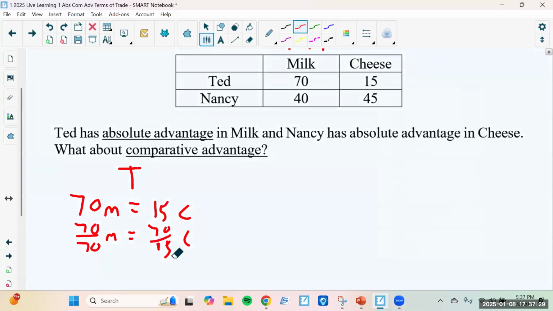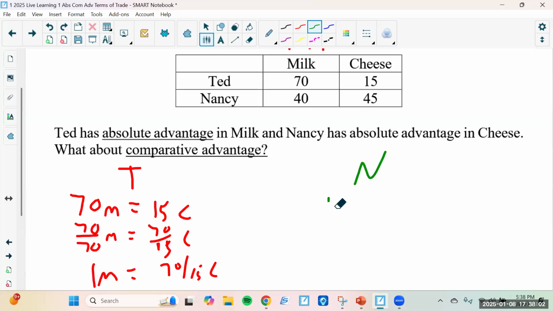Now reduce the fractions, of course, if you can. You're allowed to use a calculator on the AP exam, so I strongly suggest you poke that in. But I'm going to show you that to answer this question about who has a comparative advantage, you don't have to do that. What we have to do is compare Ted's production of 1 milk, which I'm just going to keep as 7/15 because I'll mess up the math, to Nancy's production of 1 milk.